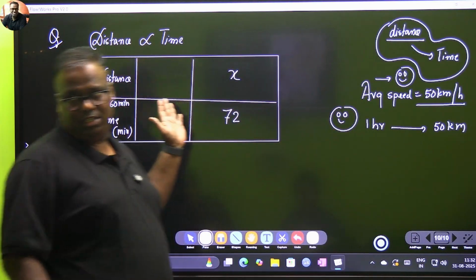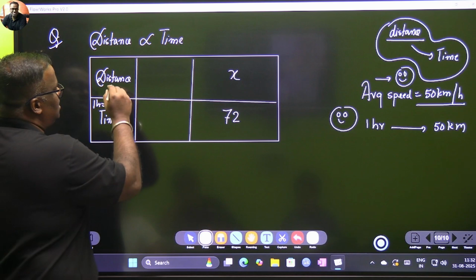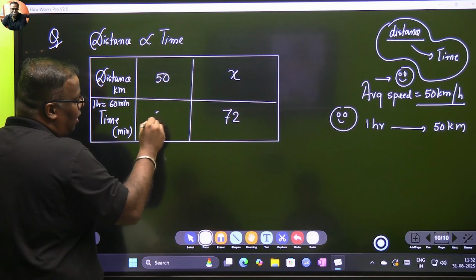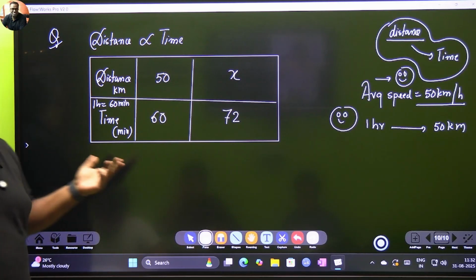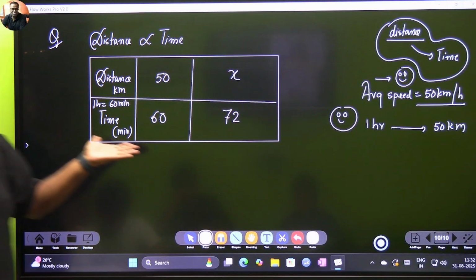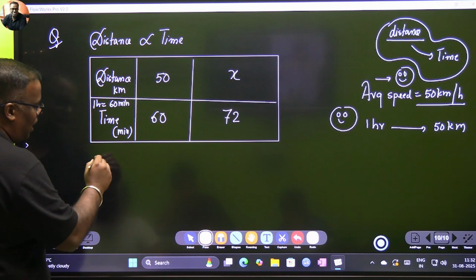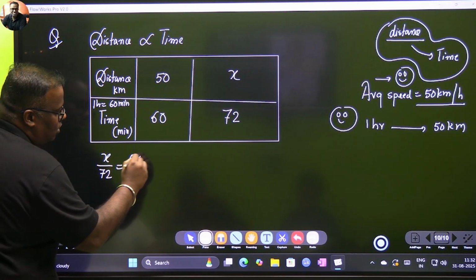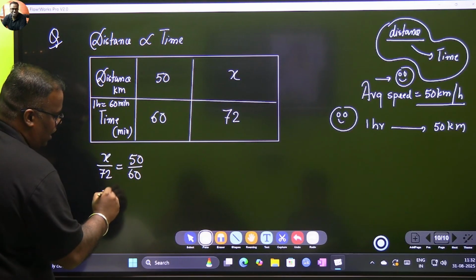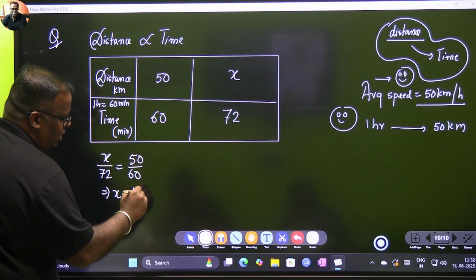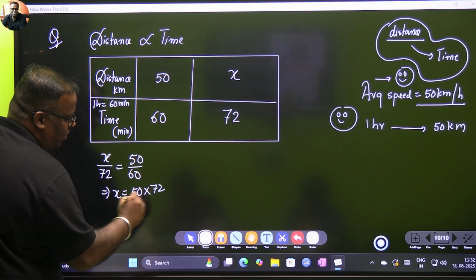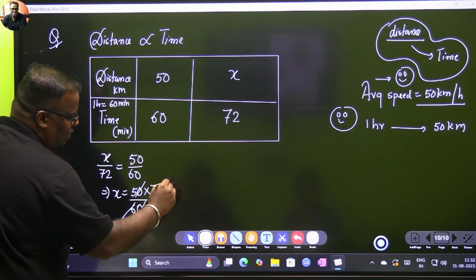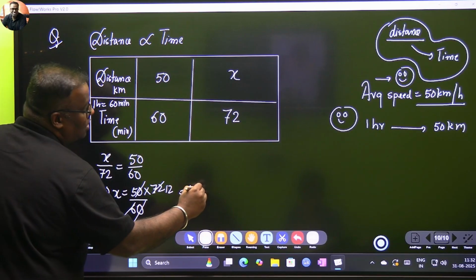Can we now put that data here? So I would write my distance in kilometers as what? 50. And the time is 1 hour, 60. Job done. Now what do we do? I write x upon 72 is equal to 50 by 60, or x is equal to 50 into 72 divided by 60. Just take away these. 12 sixes are 72. 12 fives are 60 kilometers.